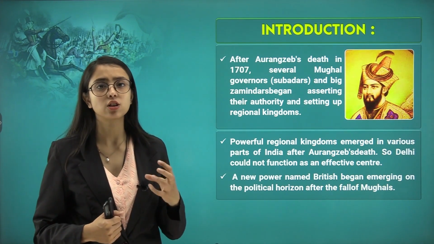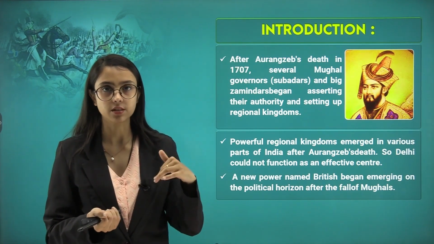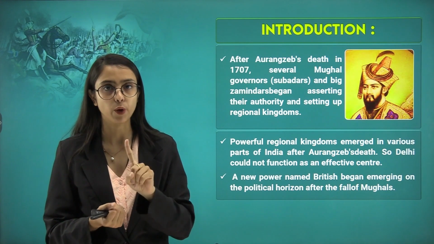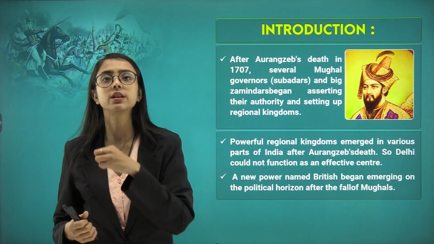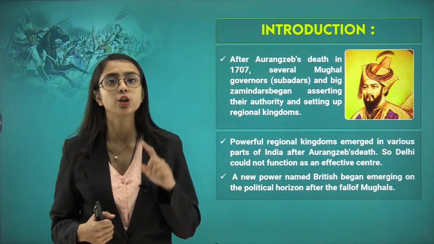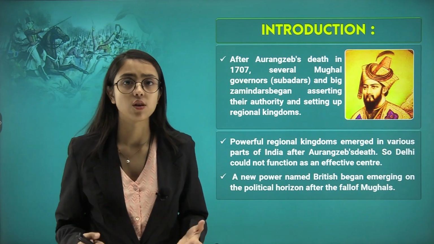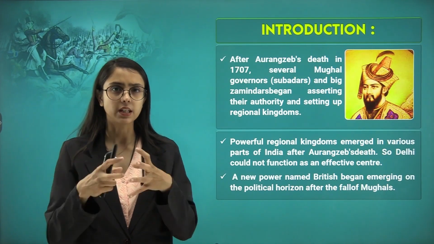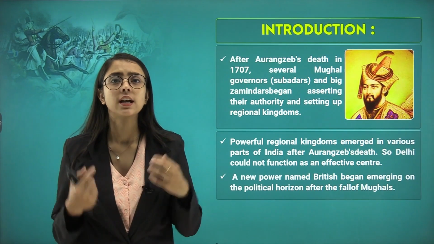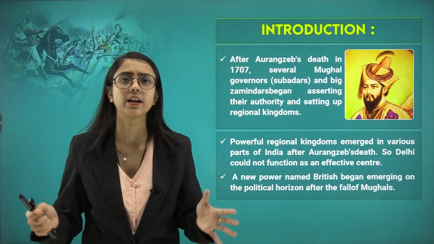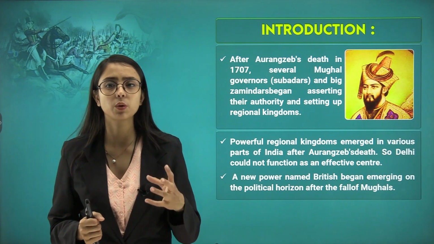Delhi could not function as an effective center since there was no head or center point to govern and administer, no one powerful focal point. These small rulers divided their kingdoms and powerful regional kingdoms came into emergence. A new power named the British began emerging at that time. Of course, if there is no unity, or not one single power who could lead the nation, in that case the power is divided and scattered. So at that time, the Britishers started to come to India.